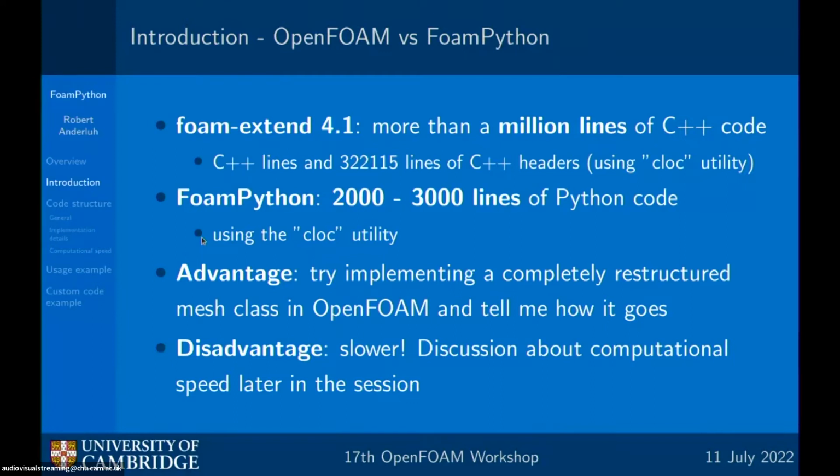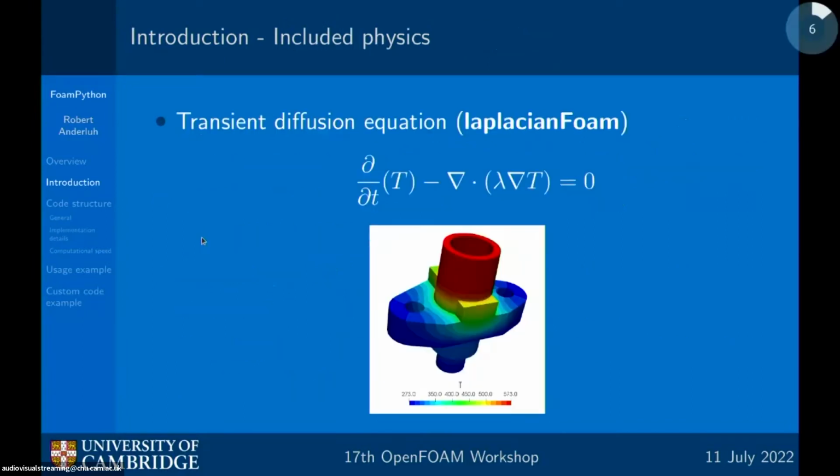Disadvantage, as with Python almost always, is that it's slower, but I'm going to have a little discussion, in general and specifically applied to my code, of how Python differs from C++ in terms of computational speed.